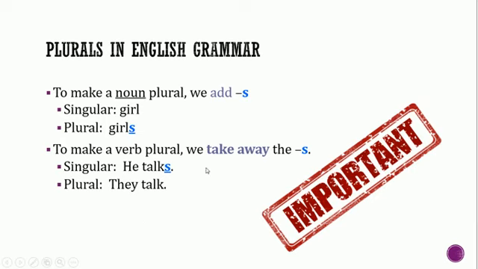To make a verb plural, we take away the s or es. For example, for the singular verb, we use talks. He talks. For the plural verb, we do not have s here: talk. So it's like the other way around. For a noun to be plural, we add s. For a verb to be plural, we take away the s. It's the opposite.